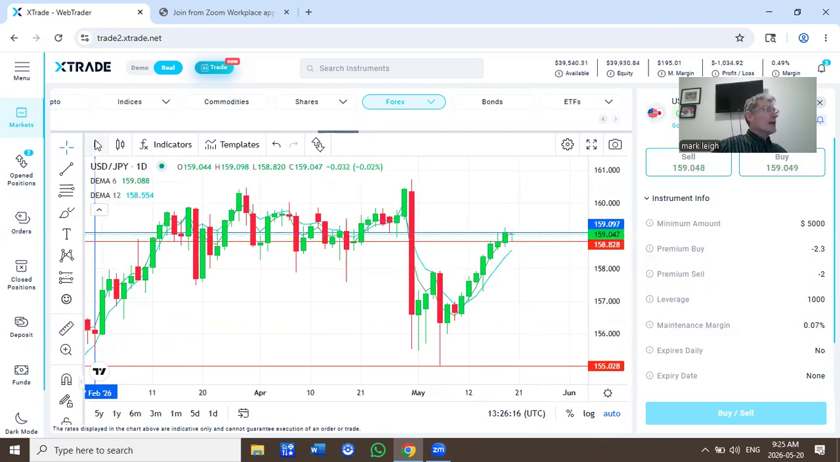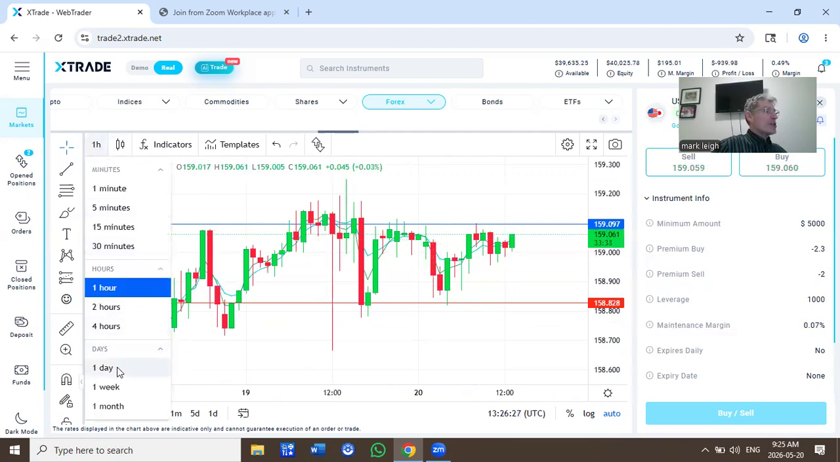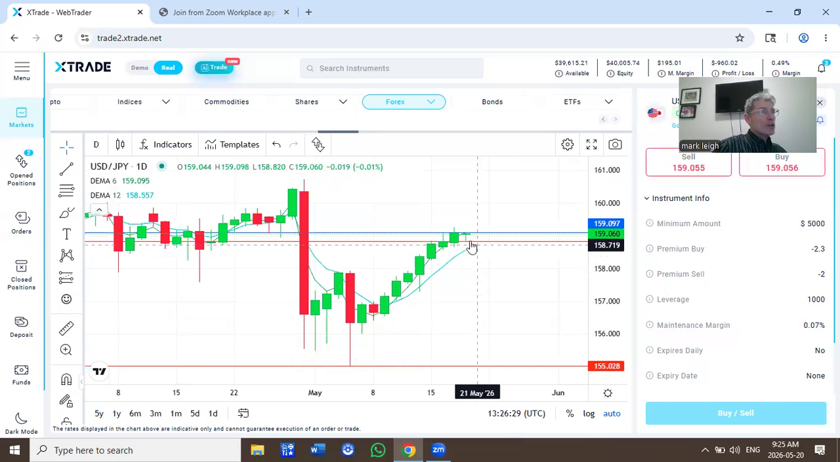Initially, let's go to the hourly. Initially, you can see there was a bit of a sell-off early in the European session. US dollar buyers have stepped in. That's why we've got this wick left behind. And right now, testing this resistance at 159. Tough level to break above. I've got support at 158.82. I've got resistance at 159.09.